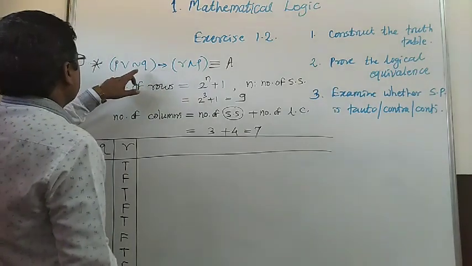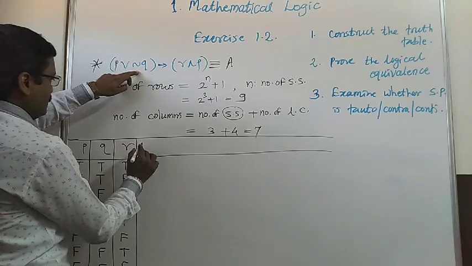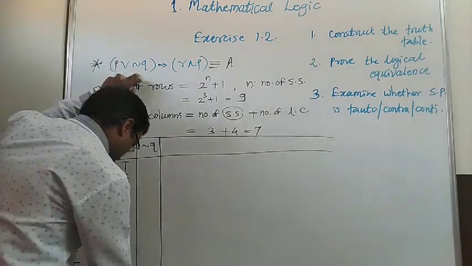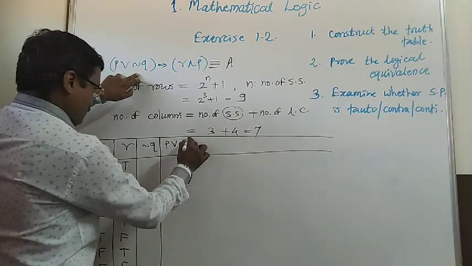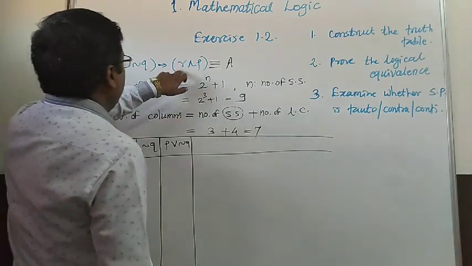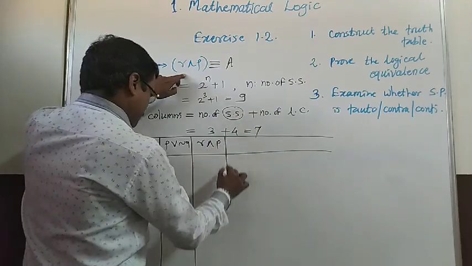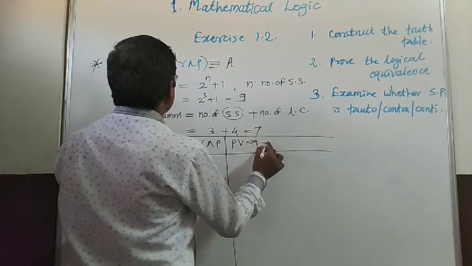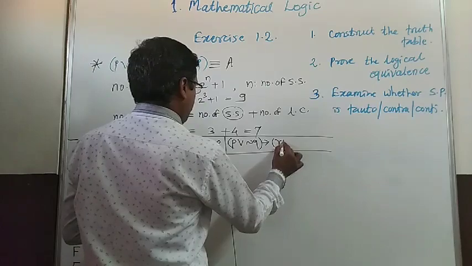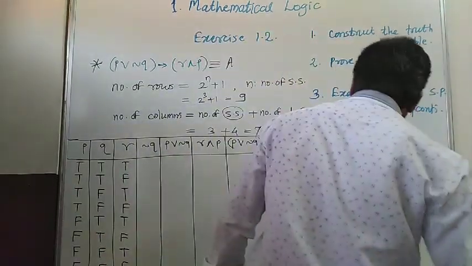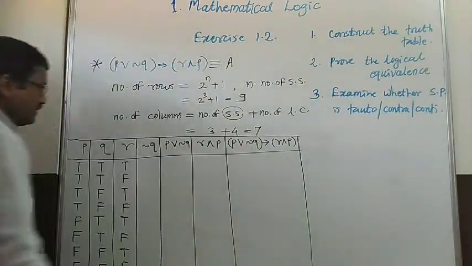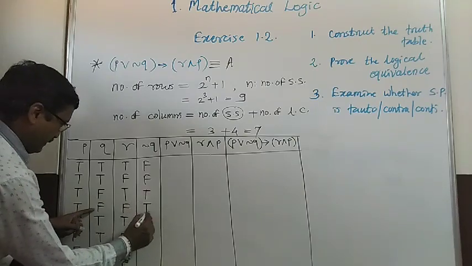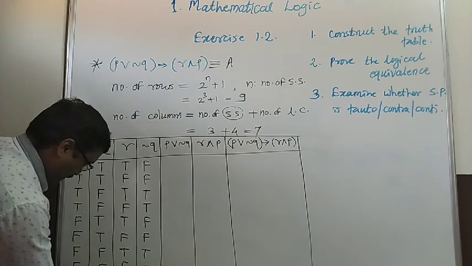Now to prepare this table, we need negation of Q. So we will write the third column as negation of Q. The fourth one is this bracket, P or negation Q. Then R and P. Next, the implication of these two, that is, P or negation Q implies R and P. Let us write the column of negation of Q. The negation of Q is F, F, T, T, F, F, T, and the last one is again T.